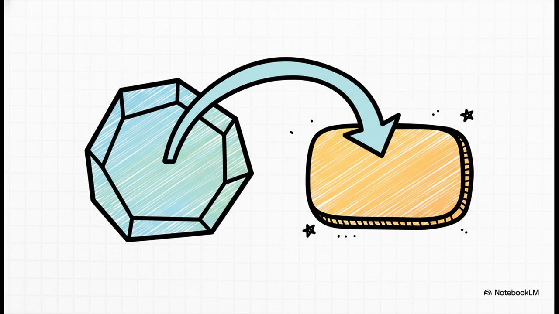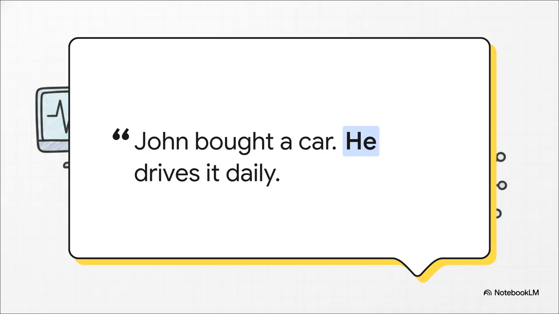First up is reference. Think of this as a linguistic pointer to an entity somewhere else in the text. Instead of repeating a noun over and over, we just use pronouns or demonstratives to point the reader either backward or forward in the sentence. This brilliantly illustrates how that pointing actually works in practice. We have anaphora, which points backward. For example, John bought a car. He drives it daily. The pronoun he anchors right back to John.